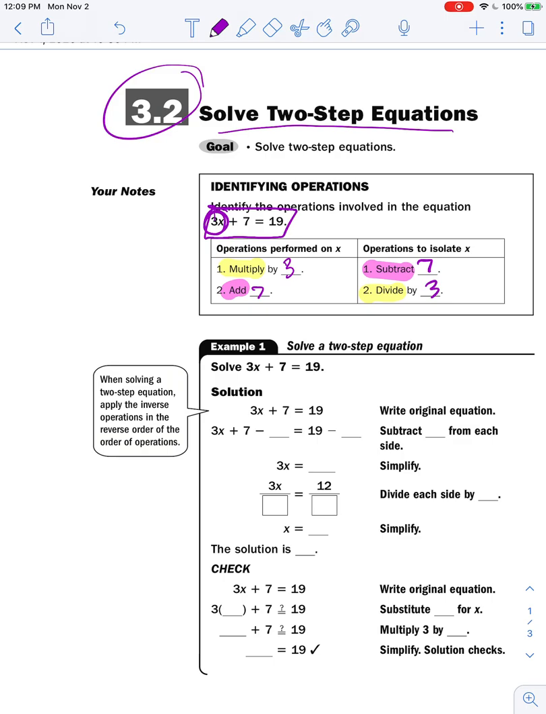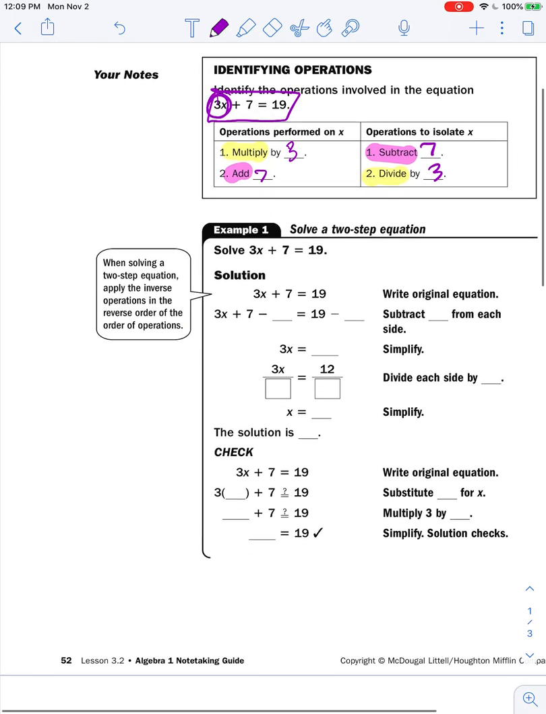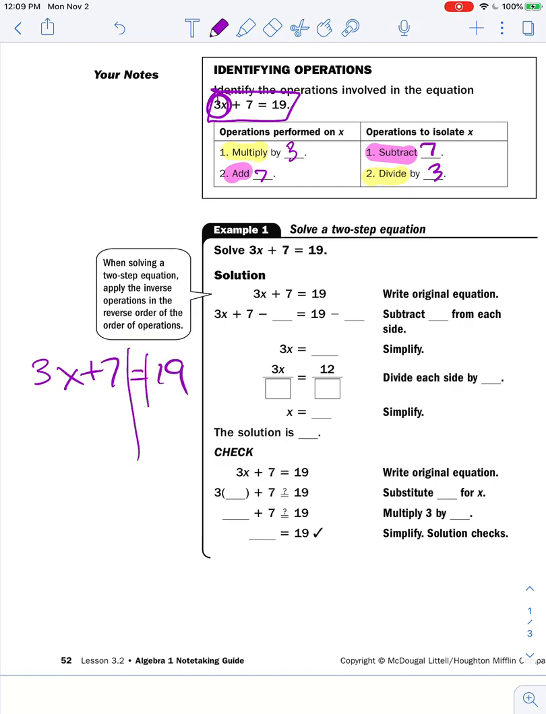So if I was going to solve this, and I'm just going to write it off to the side again, I'd have 3x plus 7 equals 19. I'm going to draw my tracks in so I make sure I keep the two sides separate and balanced. To get rid of my plus 7, I use a minus 7 on both sides. That brings this side to 3x and this side to 19 minus 7, which is 12. So that is my one step.